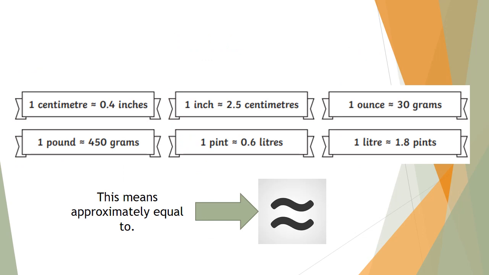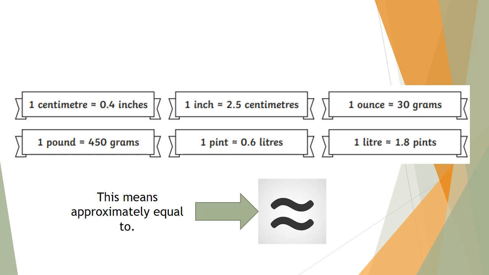So here is a little conversion grid to help us today. Remembering we're converting from imperial to metric and metric to imperial. We also need to remember what this wavy equal symbol means. It means it is approximately equal to. It's not an exact science, but it means it's approximately equal to.